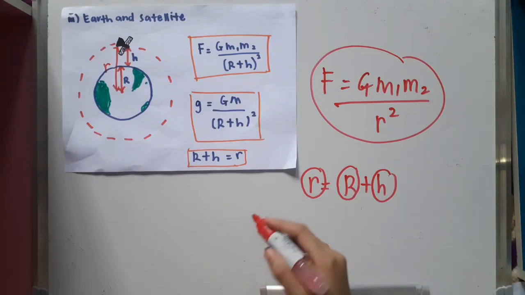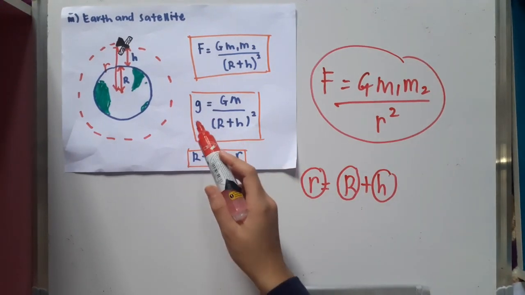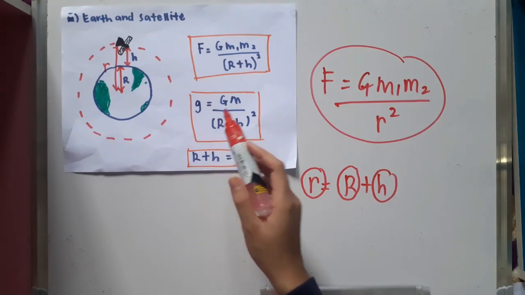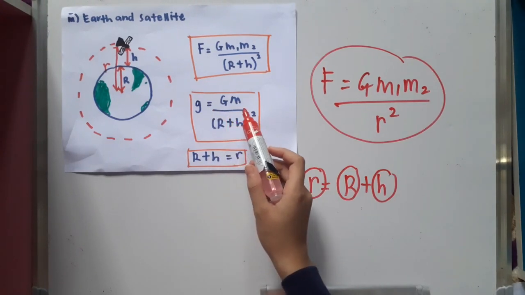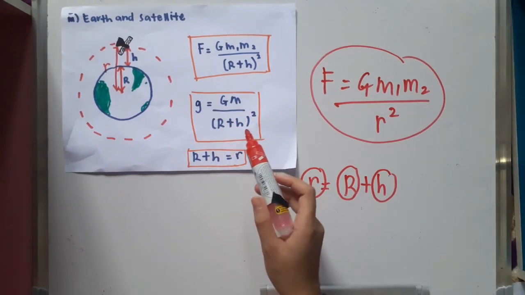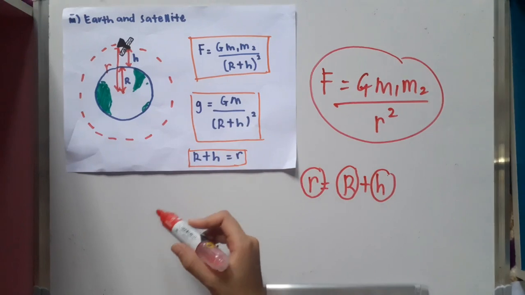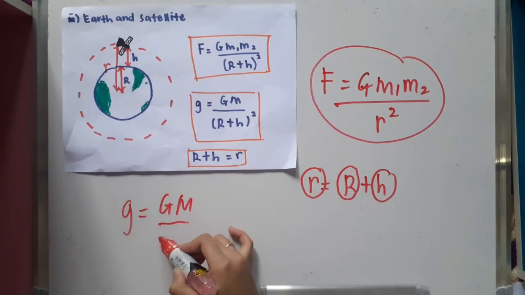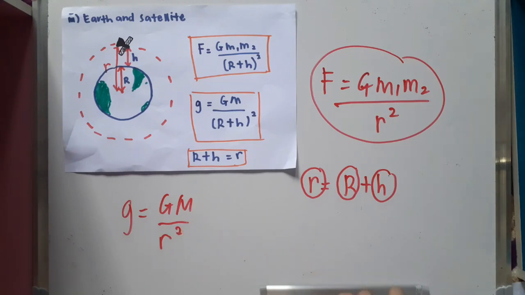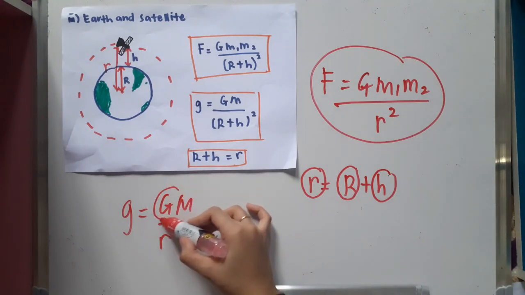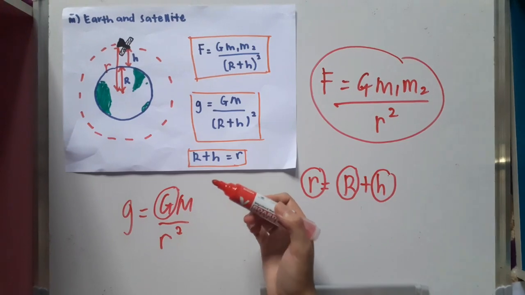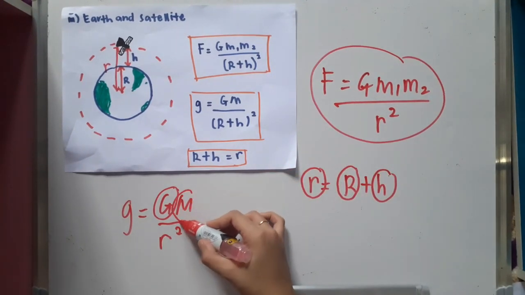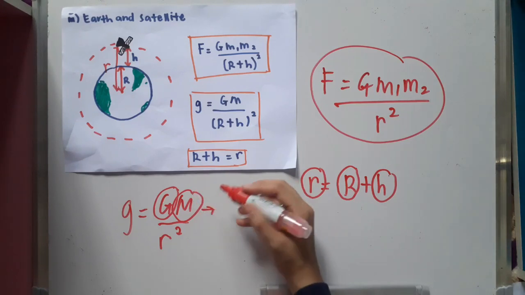But to find little g, which is gravitational acceleration, we need to use this formula: g is equal to GM divided by capital R plus H square, or g is equal to GM divided by total distance square. Okay, so G is the constant 6.67 times 10 to the power of negative 11, right? So M is capital M, which is the mass of Earth.